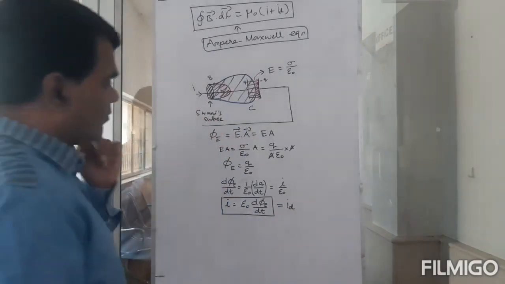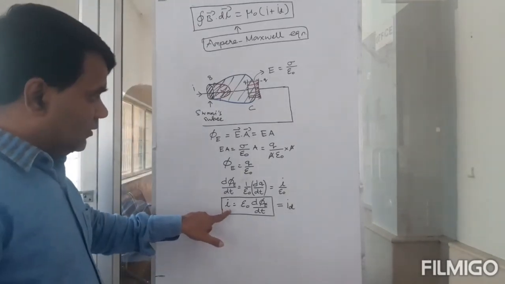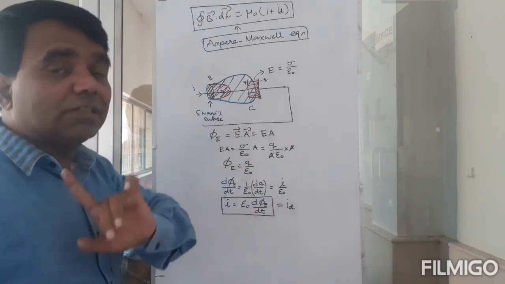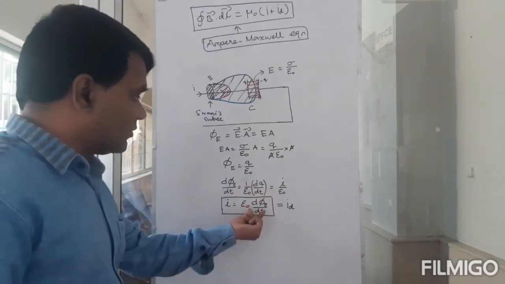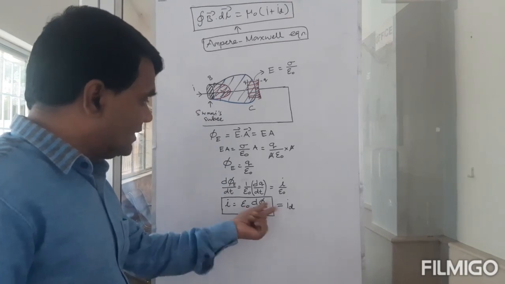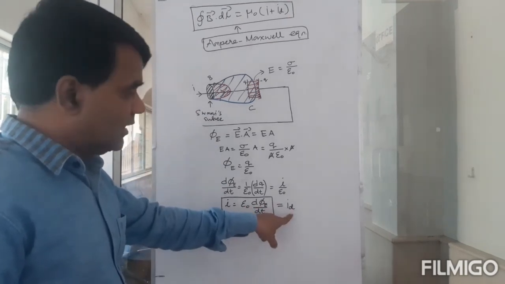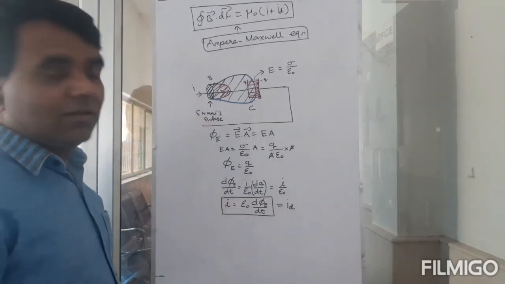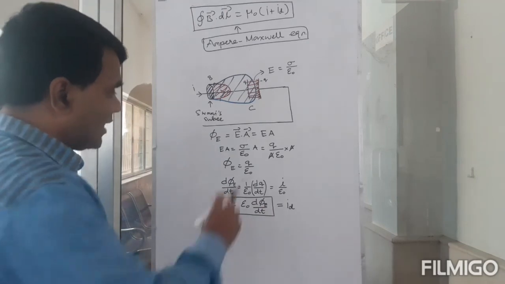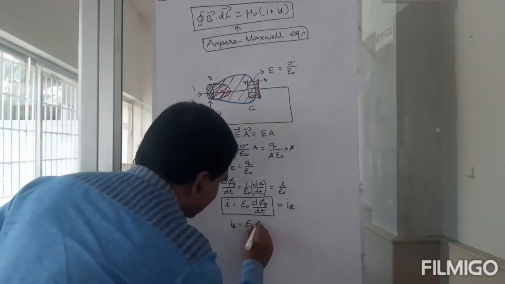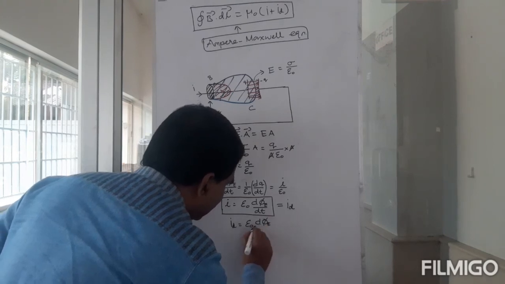Is this an actual current? No. Displacement current is not current. It's an equivalent. This epsilon naught d phi by dt is ID. Displacement current happens to be equal to I here. Just like this is equal to this. So my ID, the displacement current ID is given by epsilon naught d phi E by dt.